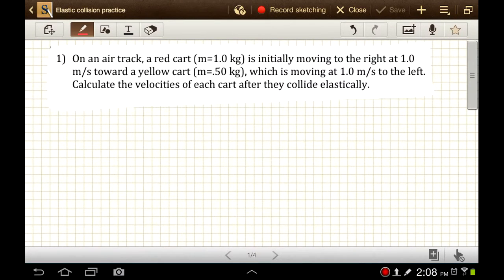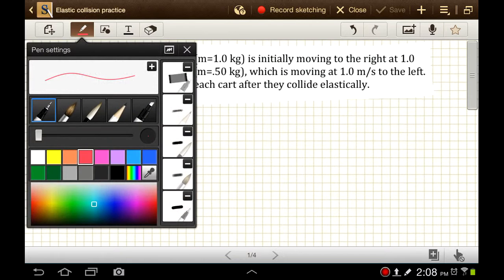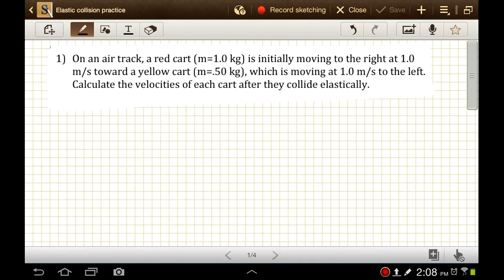For the first problem with elastic collisions, we have the air track situation where both carts are initially moving toward each other. They have two different masses. They're going to collide elastically, and we want to know what happens to them after that collision, what their final velocities are. On these problems, it's always a good idea to separate your given information into what's happening for each object.